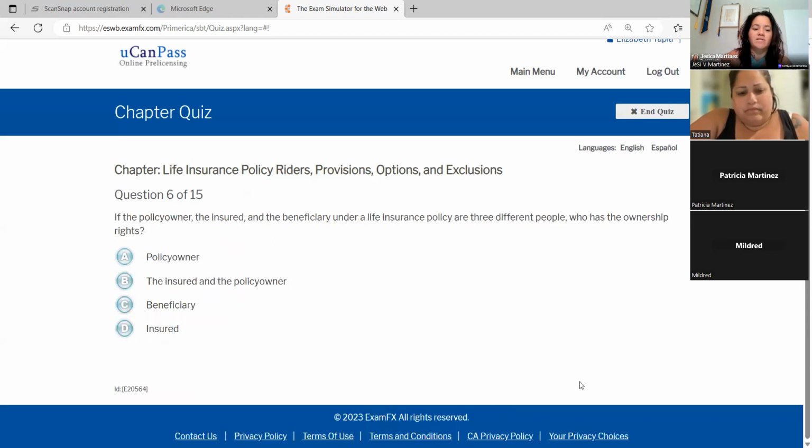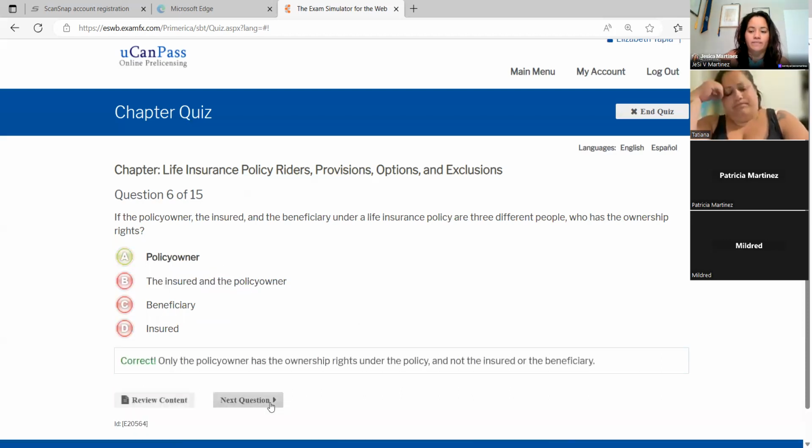Question 6. If the policy owner, the insured, and the beneficiary under a life insurance policy are 3 different people, who has ownership rights? A, policy owner, B, the insured and the policy owner, C, beneficiary, D, the insured. Ellie says the policy owner.